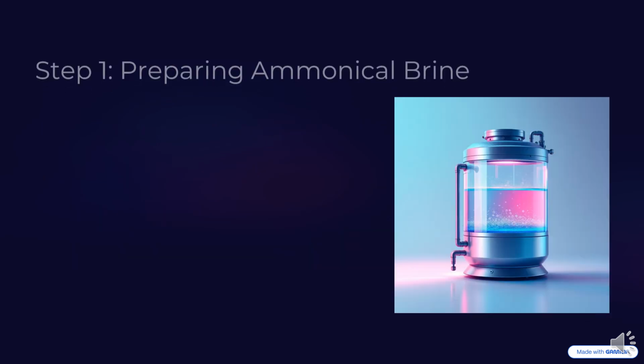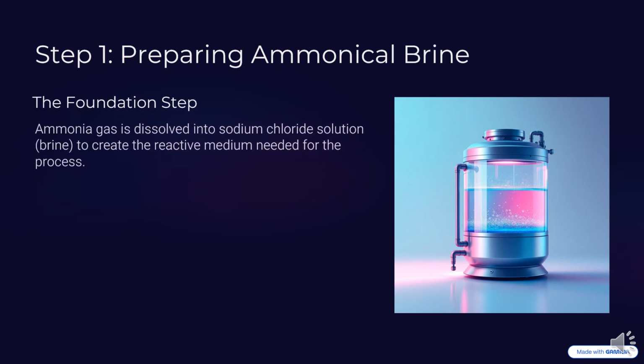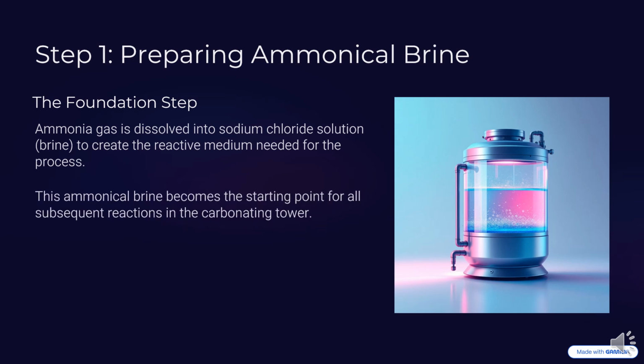Dear students, there are a total of 6 steps in Solvay's process. Step 1 includes preparing ammoniacal brine. In this step, which is the foundation step, ammonia gas is dissolved into sodium chloride solution, brine, to create the reactive medium needed for the process. This ammoniacal brine becomes the starting point for all subsequent reactions in the carbonating tower.